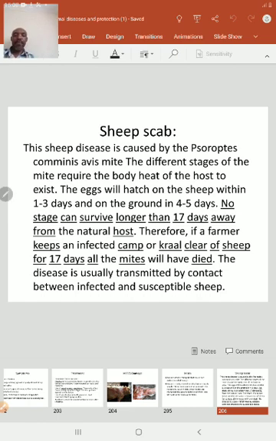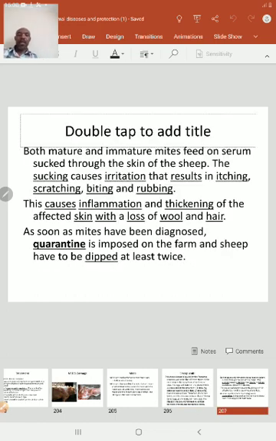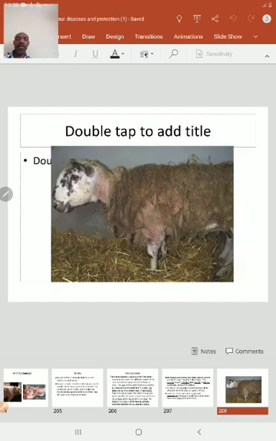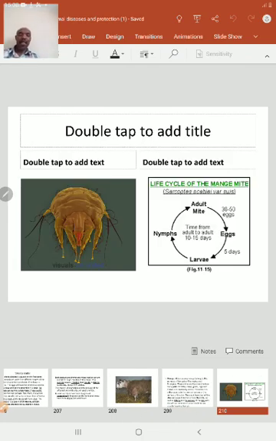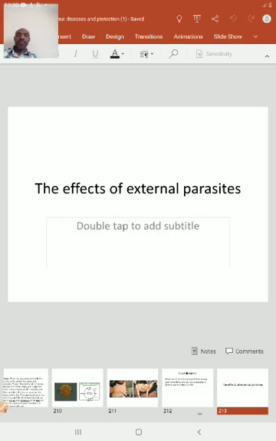No stage of the mites can survive longer than 17 days away from the natural host. Therefore, if a farmer can keep an infected camp or kraal empty for 17 days or more, the mites will die. So they cause irritation, itching, scratching, and biting, and then all this causes the inflammation and thickening. So you need to quarantine and dip your animals. That is a cause of mites, the mange, the thickening, and all those.